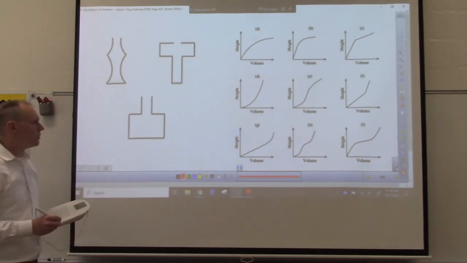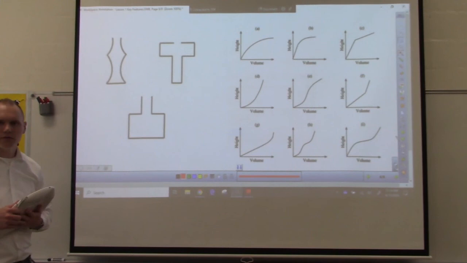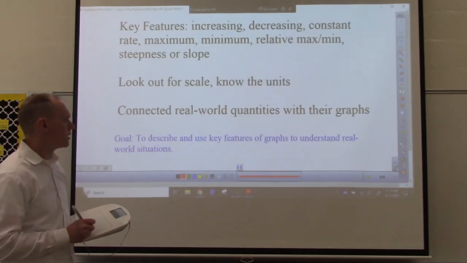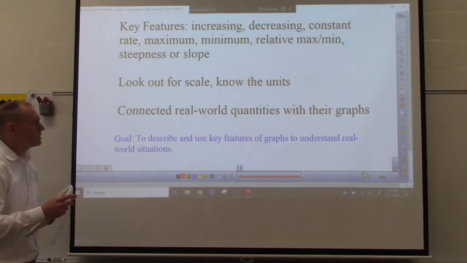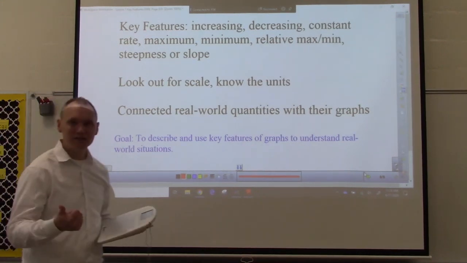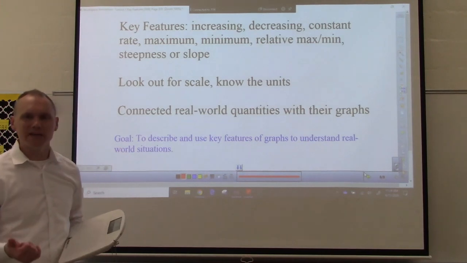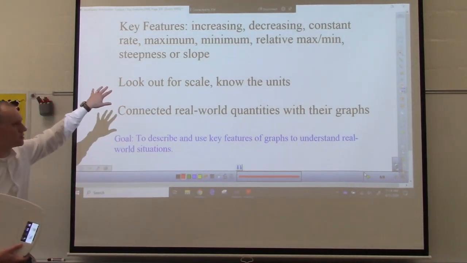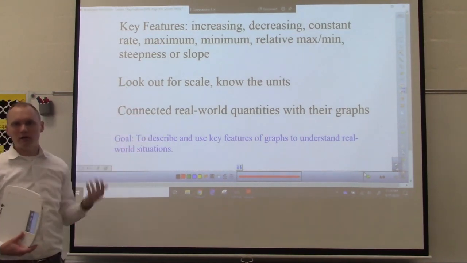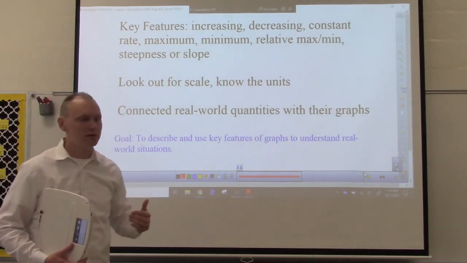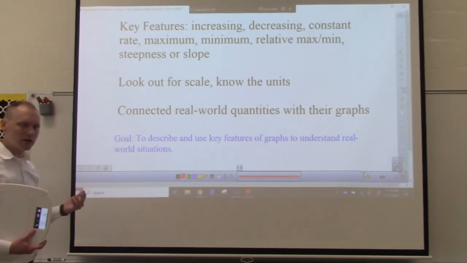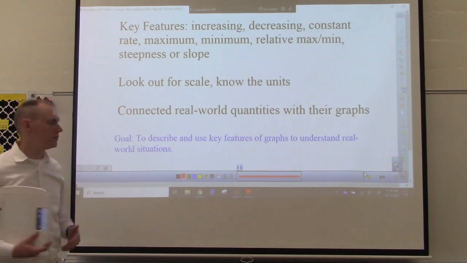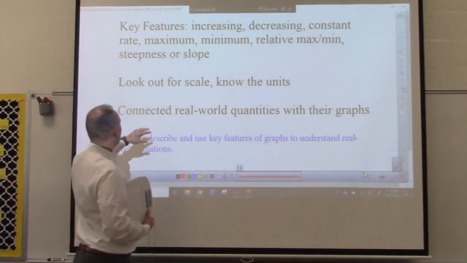All right, so we've talked about a number of things today in terms of the graphs and connecting them to one another. We've talked about increasing and decreasing. We've talked about a constant rate. We've talked about maximums and minimums as well as relative maximums and minimums. We've talked about steepness or slope and how that's really the rate of change, and how that changes based on the situation, in that case the width of the vase.